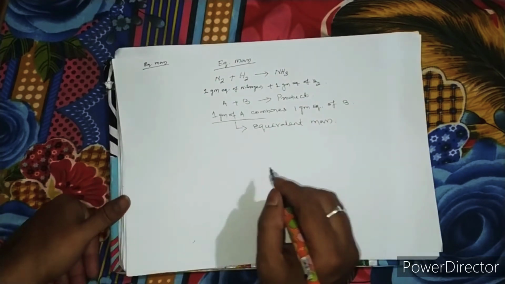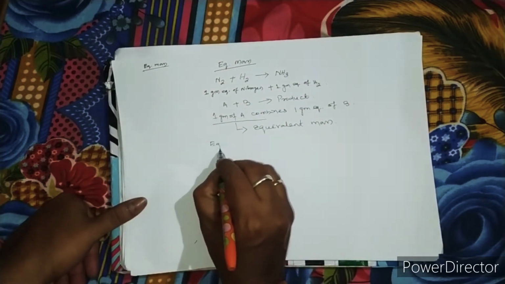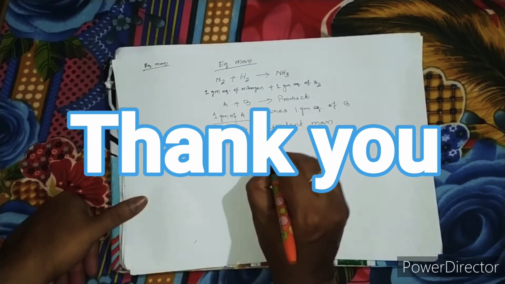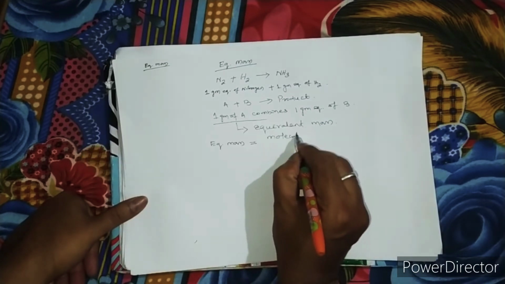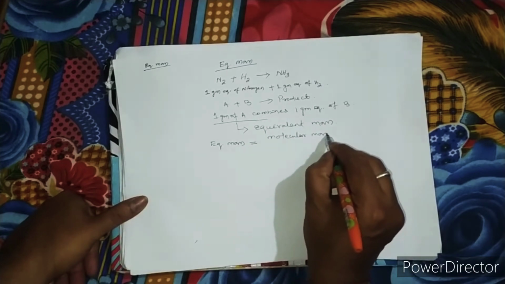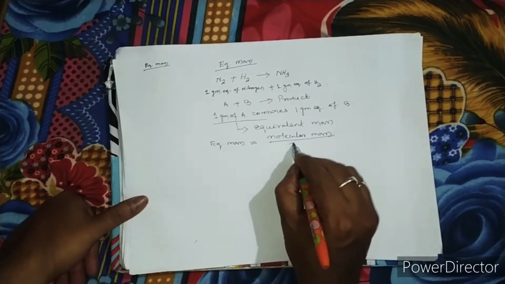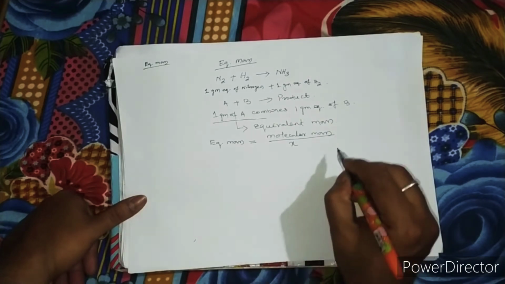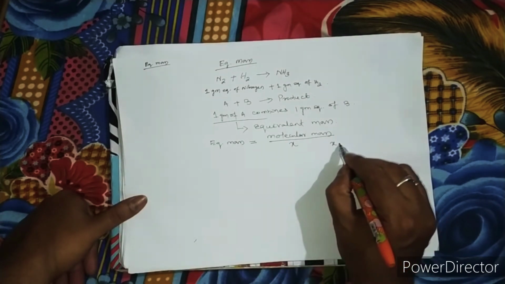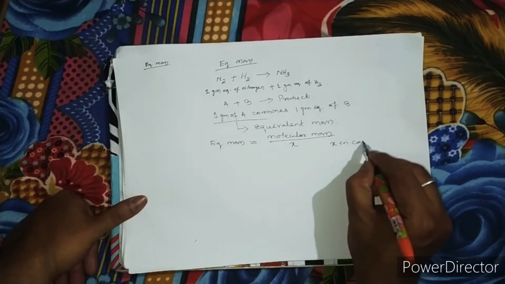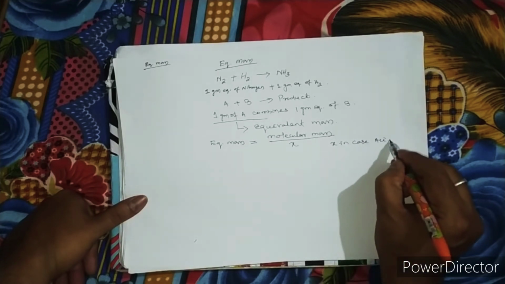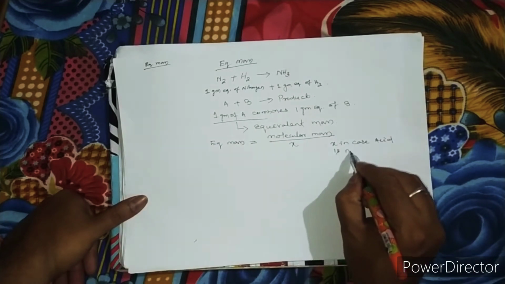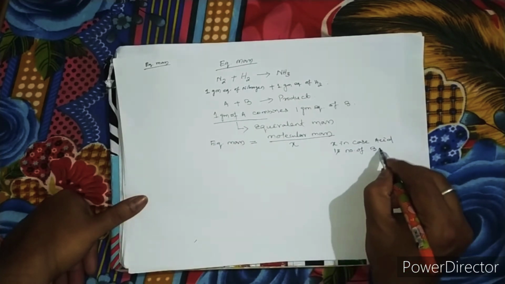So, I am writing here the formula. Equivalent mass is equal to molecular mass divided by X. What is X? Now, X in case of acid is the basicity.